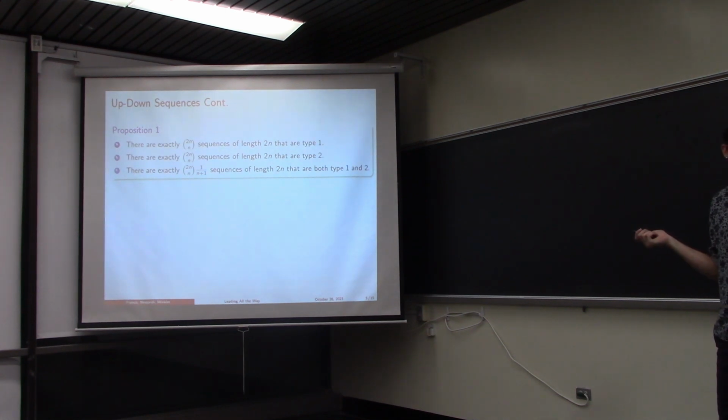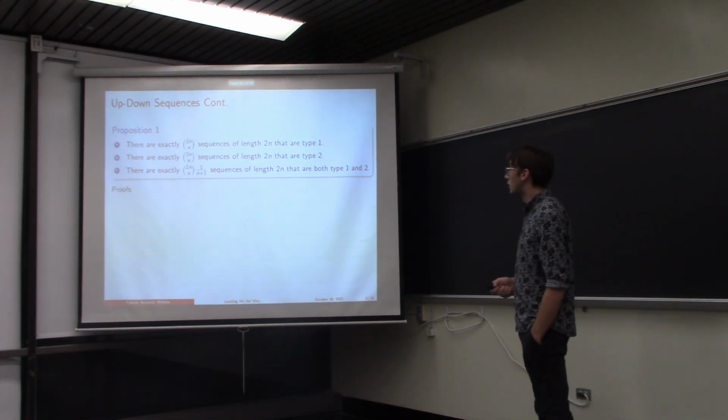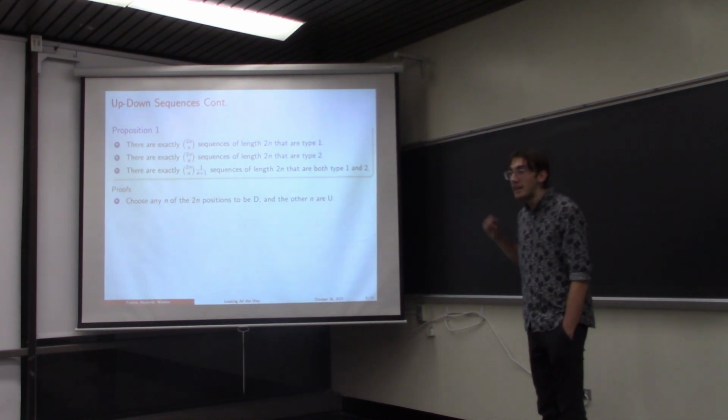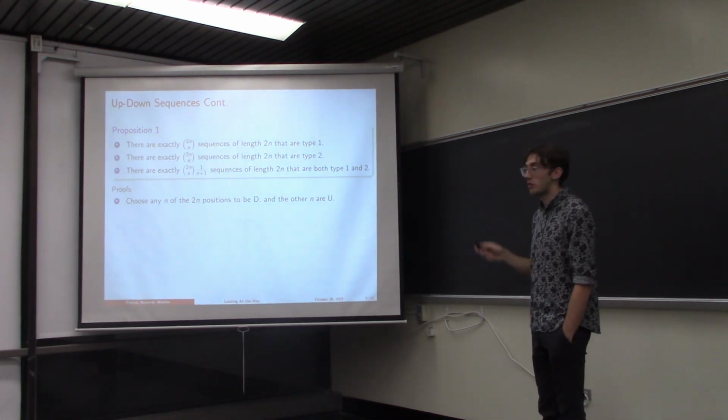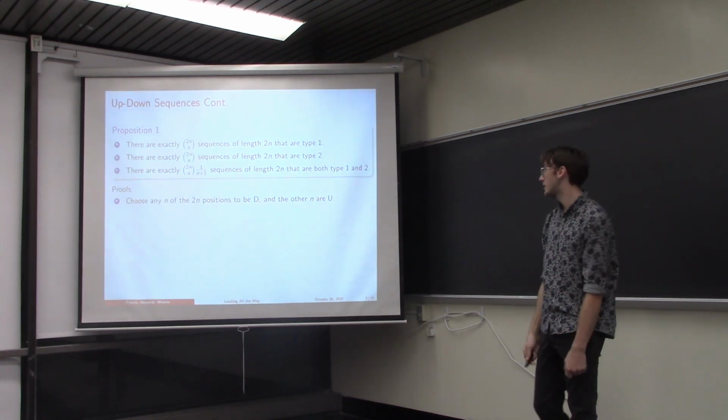Does anyone see the proof of the first one? Yeah. So you would need 2n of the u's and d's, and of those, n of them are u's, so it's just choosing n u's out of 2n. Exactly. So we can just choose any of the 2n positions to be d, and the other n have to be u because they have to start and end at the x-axis. Great.